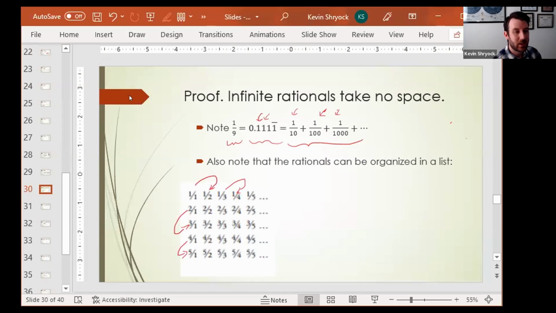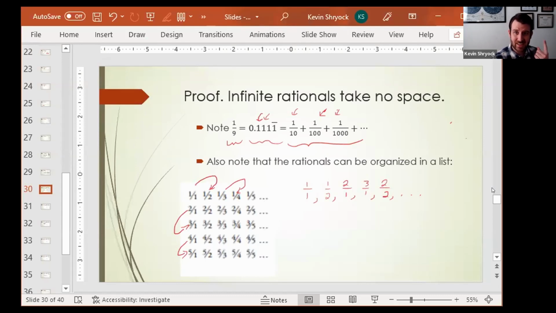And from that zigzag, I can make a list where I start with 1/1, and then I go to 1/2, and then I go to 2/1, and then the next row would be 3/1, and then from there I go to 2/2. So if I repeat a fraction, that's fine, but I'm simply saying I can list them all, and I will get to them all.